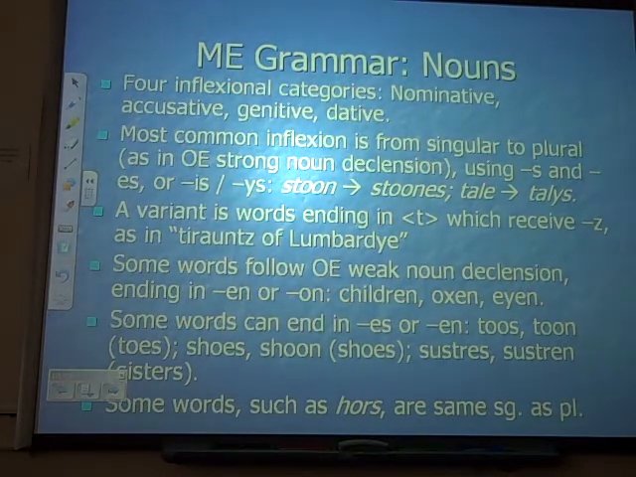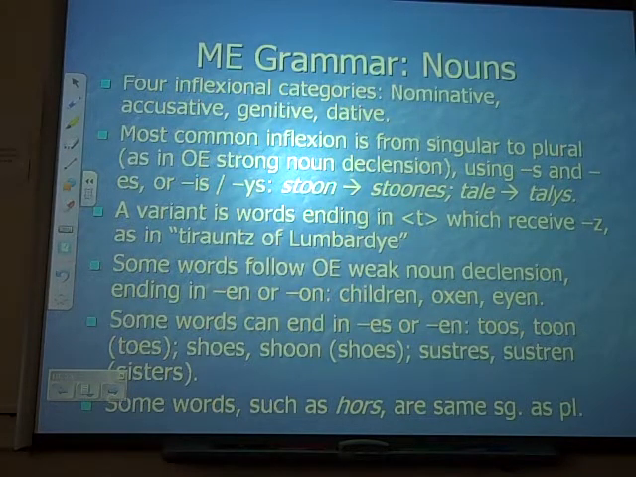Nouns have 4 inflectional categories, as you'd expect: nominative, accusative, genitive, and dative. Have you used inflectional categories before in Old English and things like that? So we're happy with those, what they are and what they do. Yep. If you're not, then shout out, throw something.